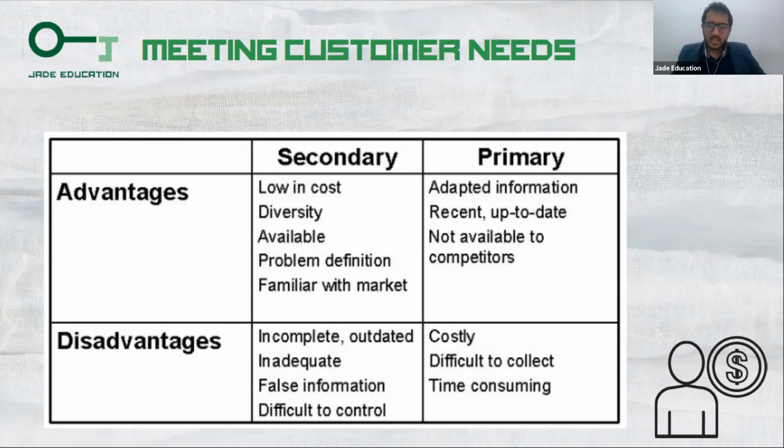It's going to be costly. It's going to be time consuming. All of that's going to come in. So that's it to do with primary and secondary.